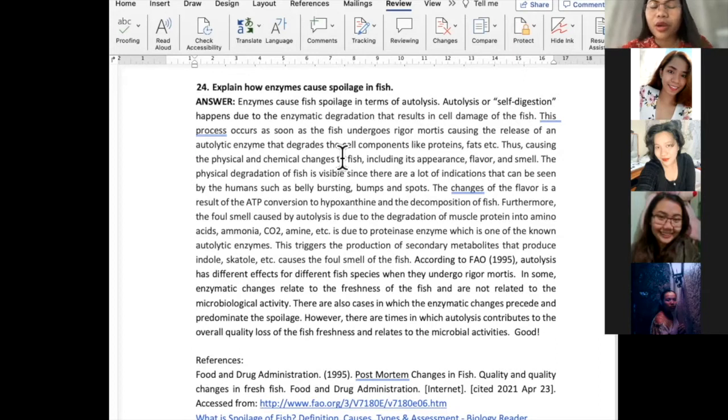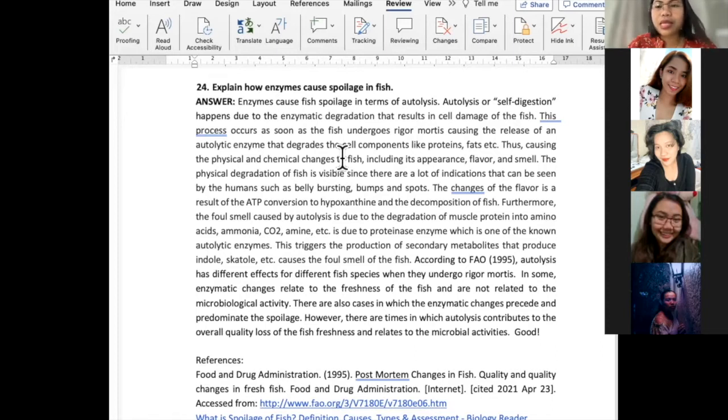enzymes attack fish tissues or fish muscles once there are physical damages to the fish. Example of that is belly bursting, when the belly bursts, and then bruises. And that will also lead to the rupture of the cells, and the enzymes will now be released that will eventually cause autolysis in the fish.